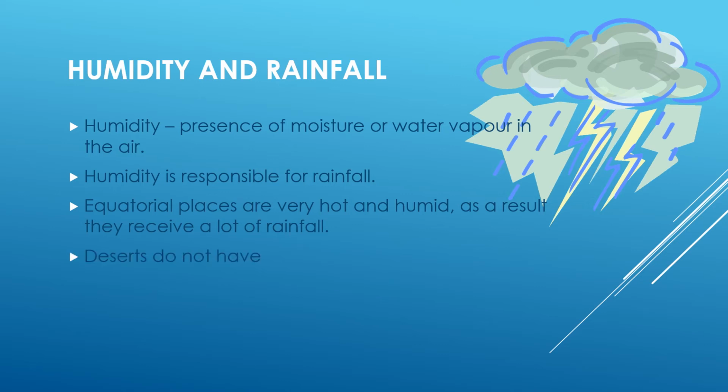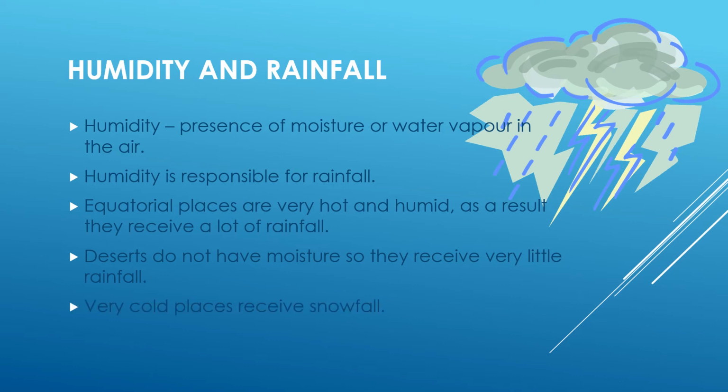But the deserts do not have moisture in the air. The air there is dry. In deserts, the air is dry. It does not contain any moisture. That is why deserts do not receive any rainfall, or you can say they receive very little rainfall.